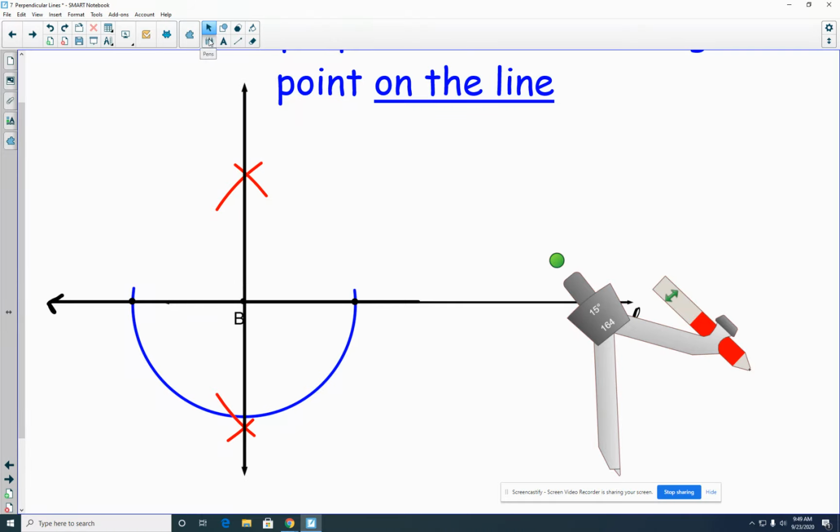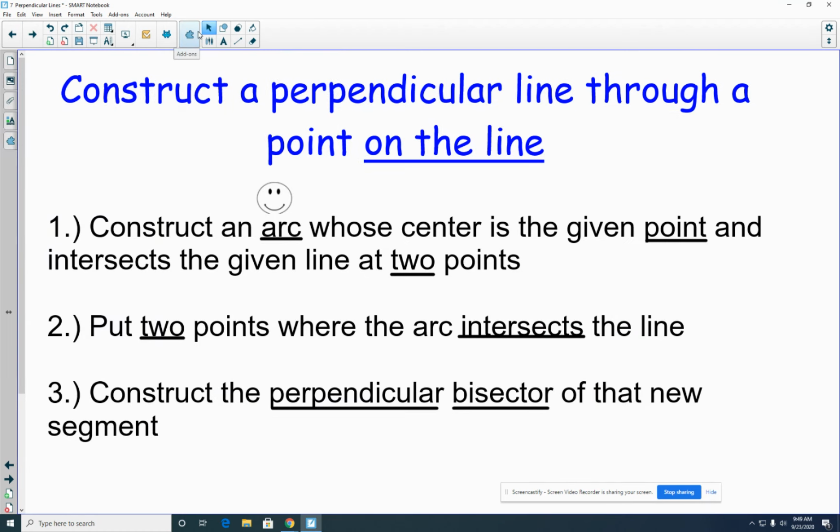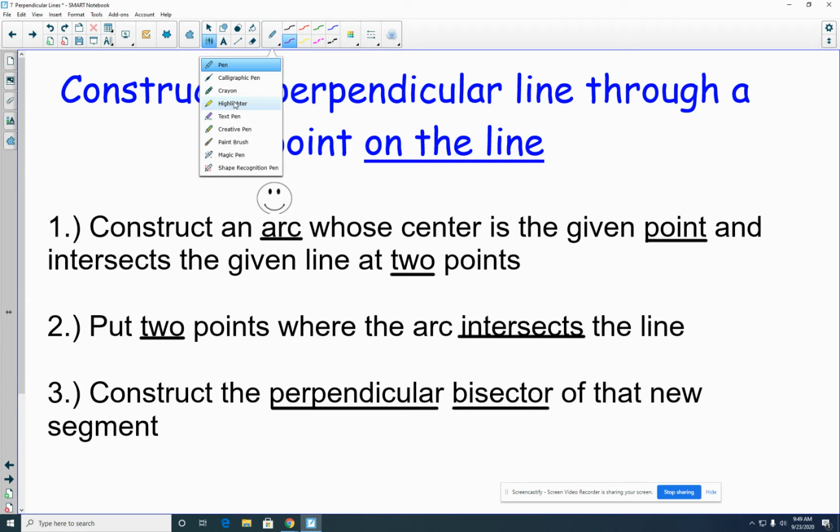So just like that. And now these lines are perpendicular, and I can show that by putting in my little right angle symbol. Okay, so that's how we do it when it's on the line. So here are the steps. So once again, you're constructing an arc whose center is the given point. Let me highlight here an arc. The center is the given point, and it intersects the line at 2 points. Again, you put your 2 points where the arc intersects the line. And then you construct the perpendicular bisector of that new segment.